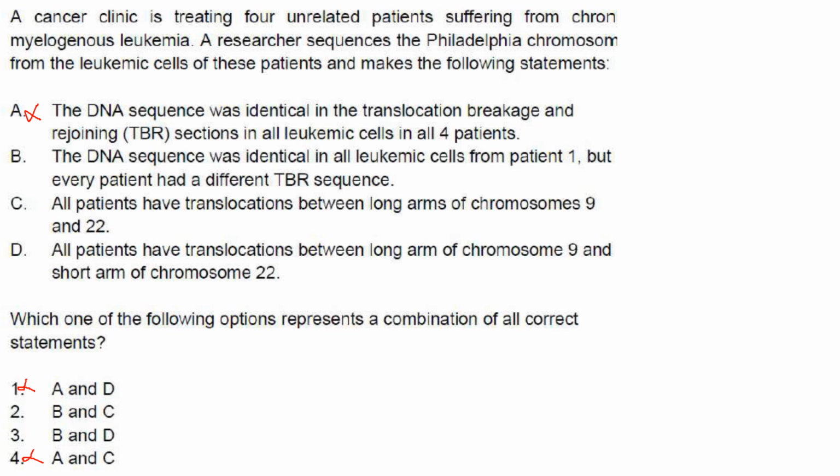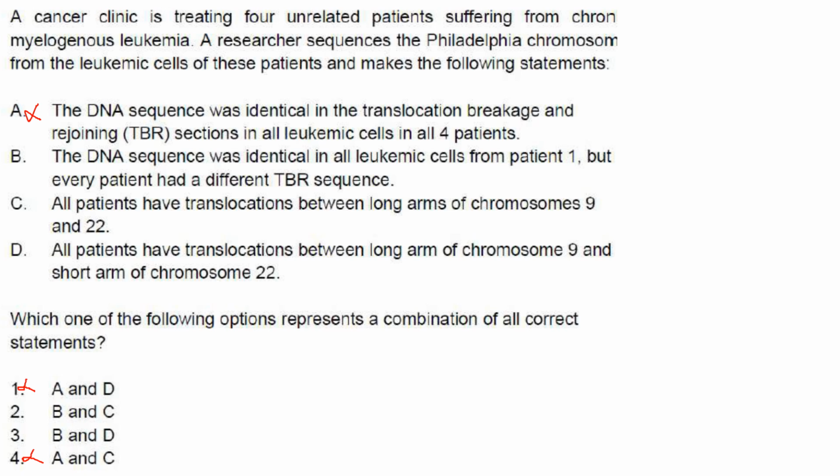That is, wherever the chromosome break and rejoin, that is your TBR section, it can differ among patients. But it will be the same in one single patient. If one single patient is having a breakage at position A, it will be position A in all the chromosomes in that single patient, but not in other patients. In patient 2, it can be at position B. In patient 3, it can be at C, like that.